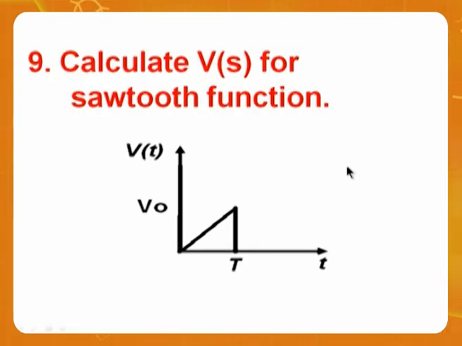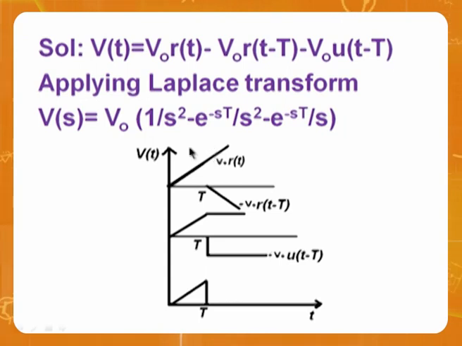Now I am asking for sawtooth wave. Calculate V of s for sawtooth wave. V naught t. If you say V naught into t, what will happen? As I told you, just repeat the previous problem. Only that extra portion is there, remove it. And observe what I am doing. Just like previous, this positive slope and negative slope are cancelled. Then you got a constant. And this constant you have to remove, use unit step.